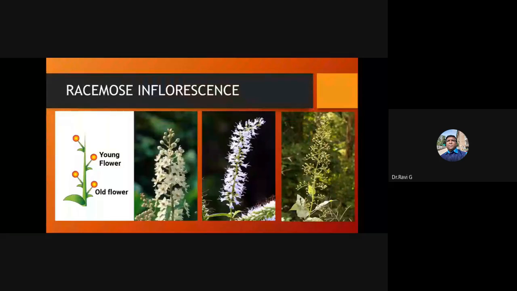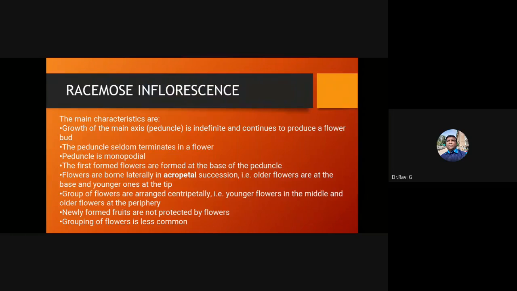As you can see, the structure of the racemose inflorescence is shown here. The older flowers are at the base of the stalk and the younger flowers are at the tip. The main characteristics are: growth of the main axis is indefinite and continues to produce flower buds. The peduncle seldom terminates in a flower. Peduncle is monopodial. The first formed flowers are formed at the base of the peduncle.